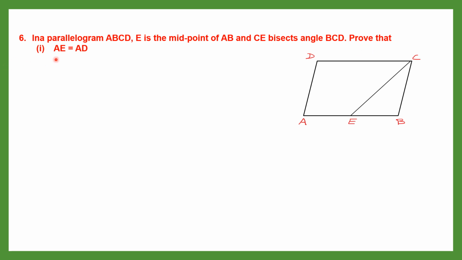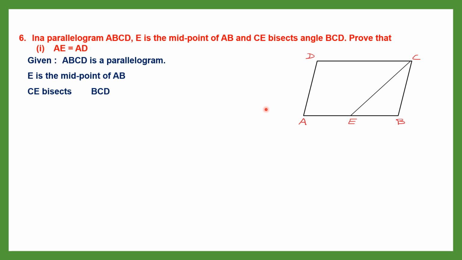The first one is prove that AE is equal to AD. This and this are equal. We have to prove. So let's begin by writing what's given. ABCD is a parallelogram. E is the midpoint of AB. CE bisects angle BCD. So let's put that angle symbol. Angle BCD. We have to prove that AE is equal to AD. So where do we have AE? This is AE and that's equal to AD.